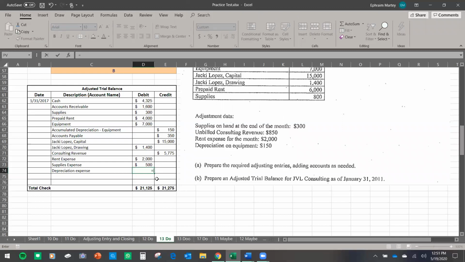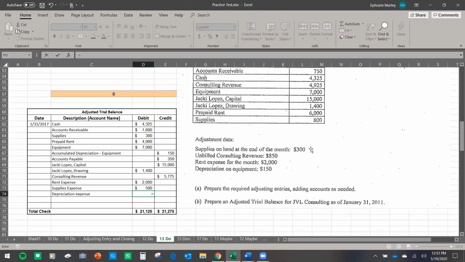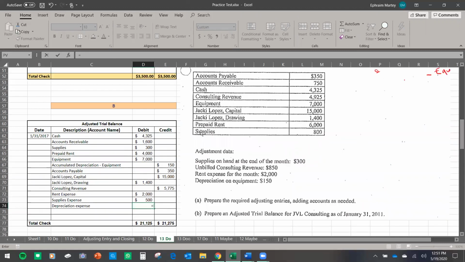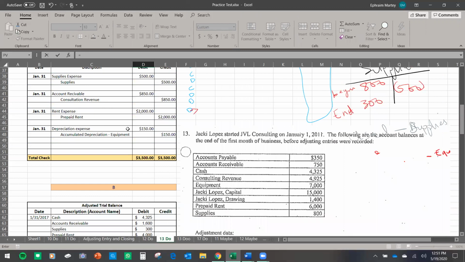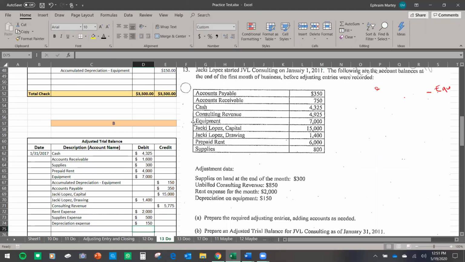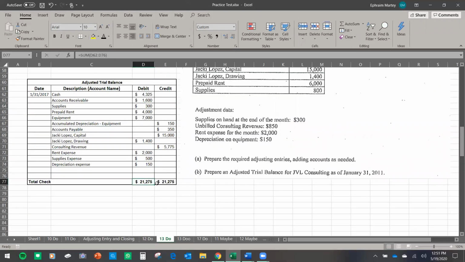Now depreciation expense. Did we have any depreciation expense here? We didn't, but we had depreciation expense of 150, so we're going to reference that depreciation expense of 150. Now at the end, we have these two matching each other. Debit and credit are equal, 21,275, 21,275. Great, so that is how you do your adjusted trial balance.